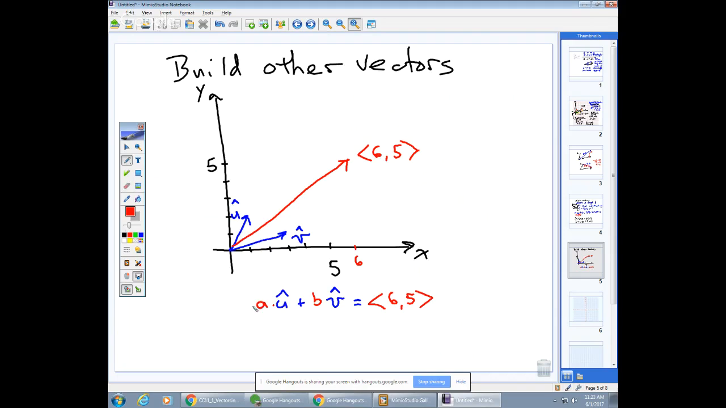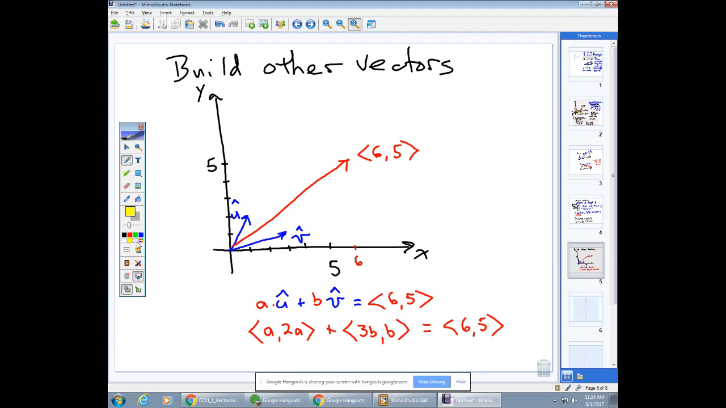So if we just rewrite that, we know that u is the vector 1, 2. So if we multiply that a in there, we'll have a comma 2a is what a times u is, plus we've got b times the vector v, so that's going to give me 3b, comma b, and that has to equal 6, 5.